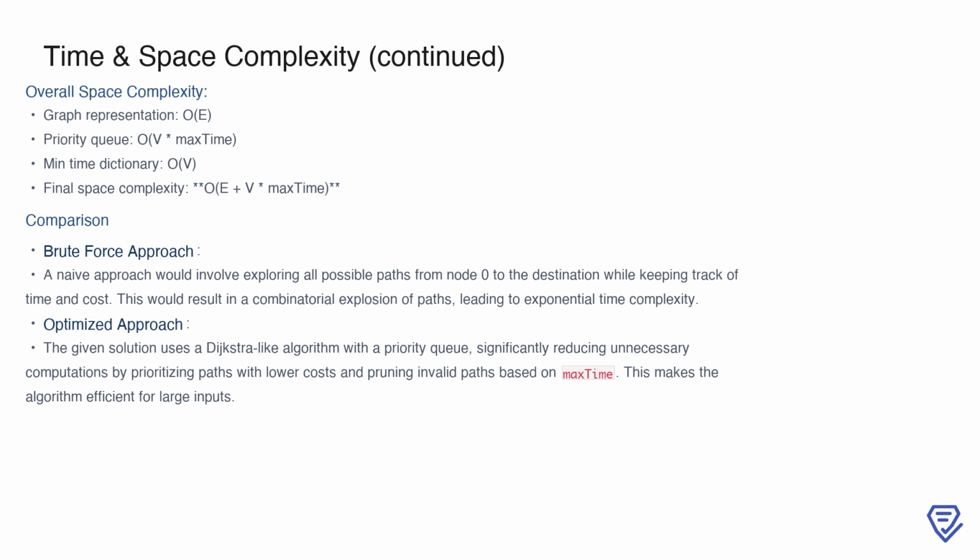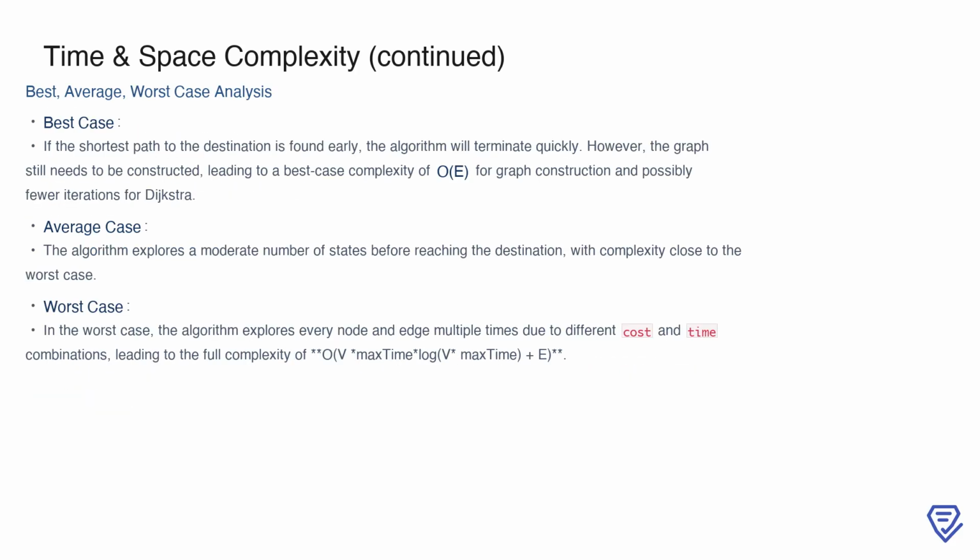As a result, the algorithm avoids unnecessary computations and performs well even on large inputs. Finally, let's analyze the algorithm under different scenarios. In the best case, the shortest path to the destination is found early, reducing the number of states that need to be explored. However, graph construction is still required, so the best case time complexity is at least O(e).